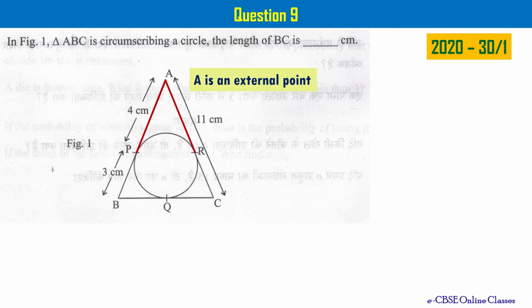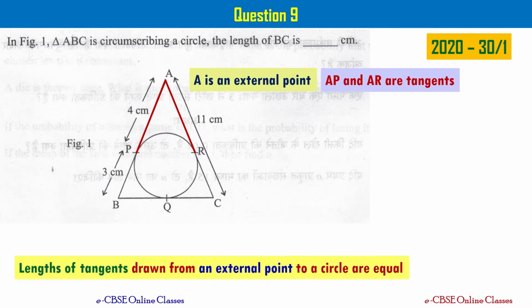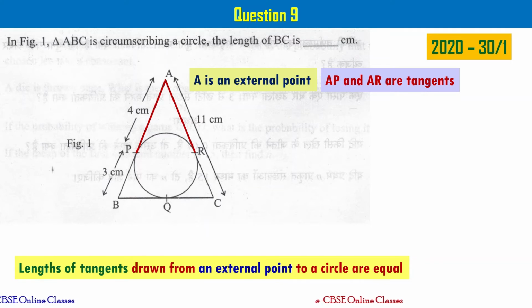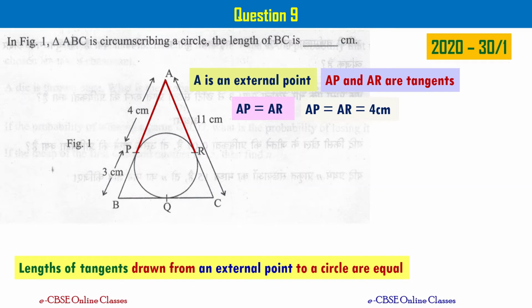In this particular case, A is an external point and you have seen two tangents. Those are AP and AR, right? And as per the theorem, lengths of tangents drawn from an external point to a circle are equal. It means AP is equal to AR, right? It means AP equal to AR equal to 4 centimeters. Please take a note of this.